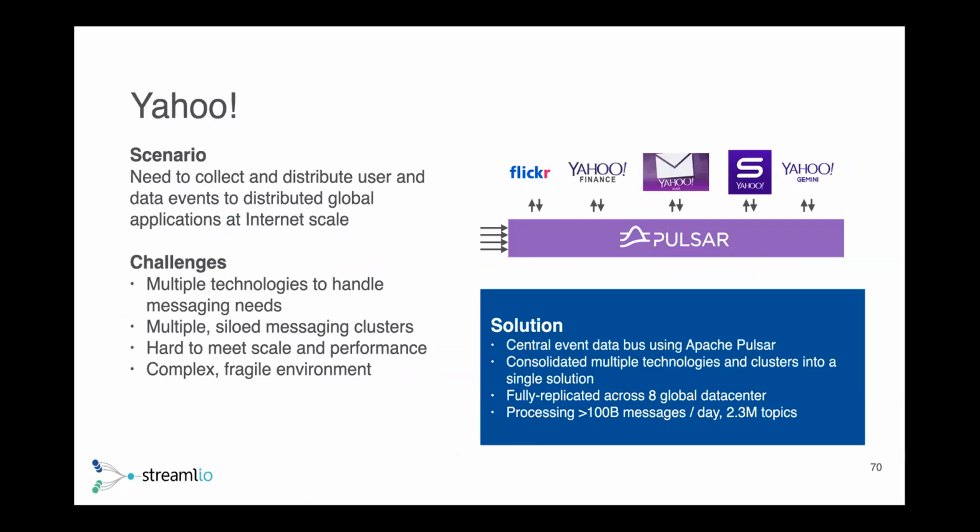They needed to collect data and distribute it across all their different internet scale systems. These are some of the core systems within Yahoo that it served, which was Flickr, Yahoo Finance, Yahoo Mail, Yahoo Sports, and Gemini, which is their key value pair system. Basically, they had a fully replicated 8 global data center cluster, over 100 billion messages a day, 2.3 million topics, fully geo-replicated without any issues. It's been that way for 5 years now. So it can definitely scale and handle the load and run everything that Yahoo needed it to do at internet scale.